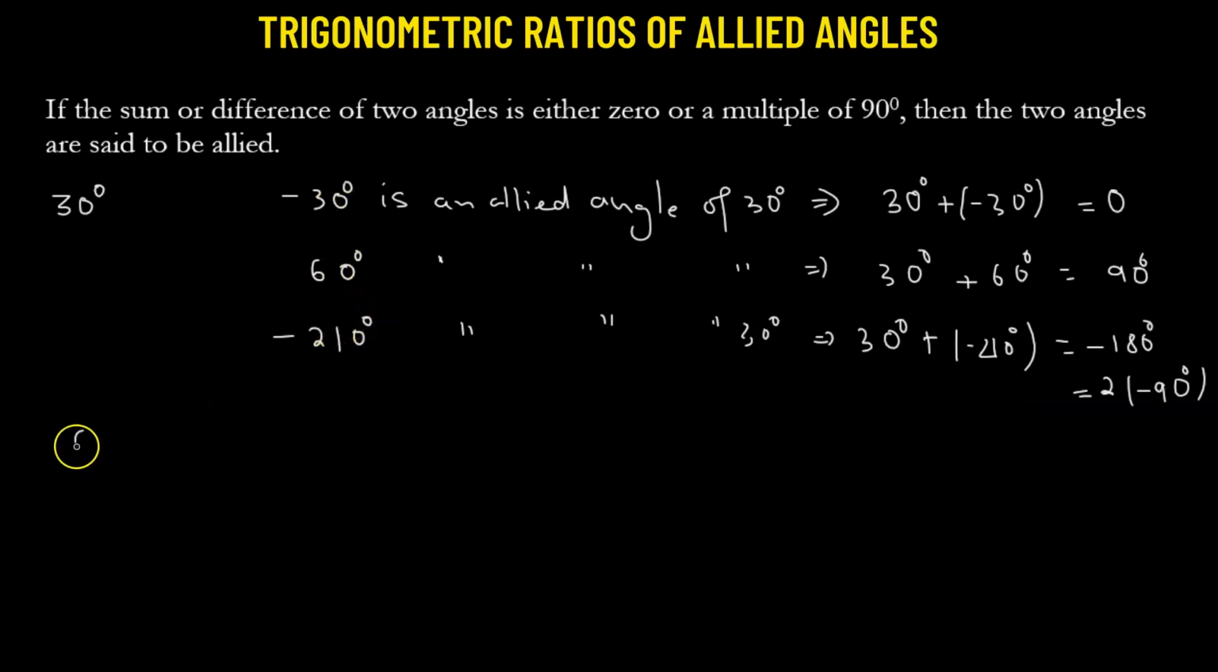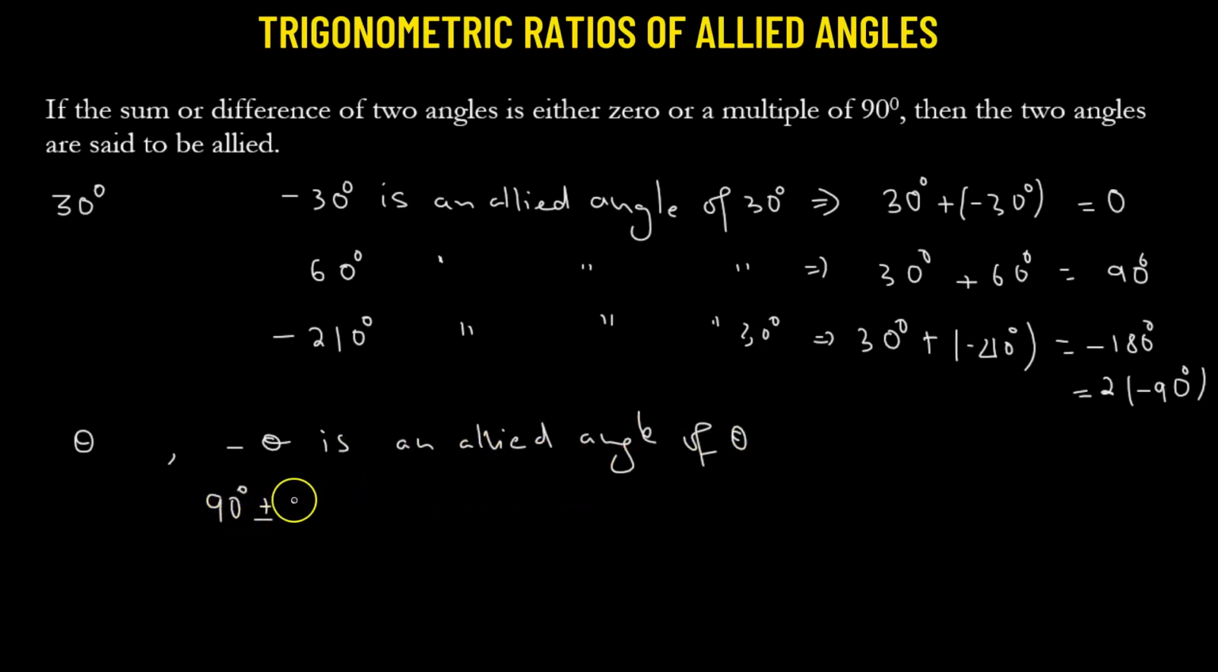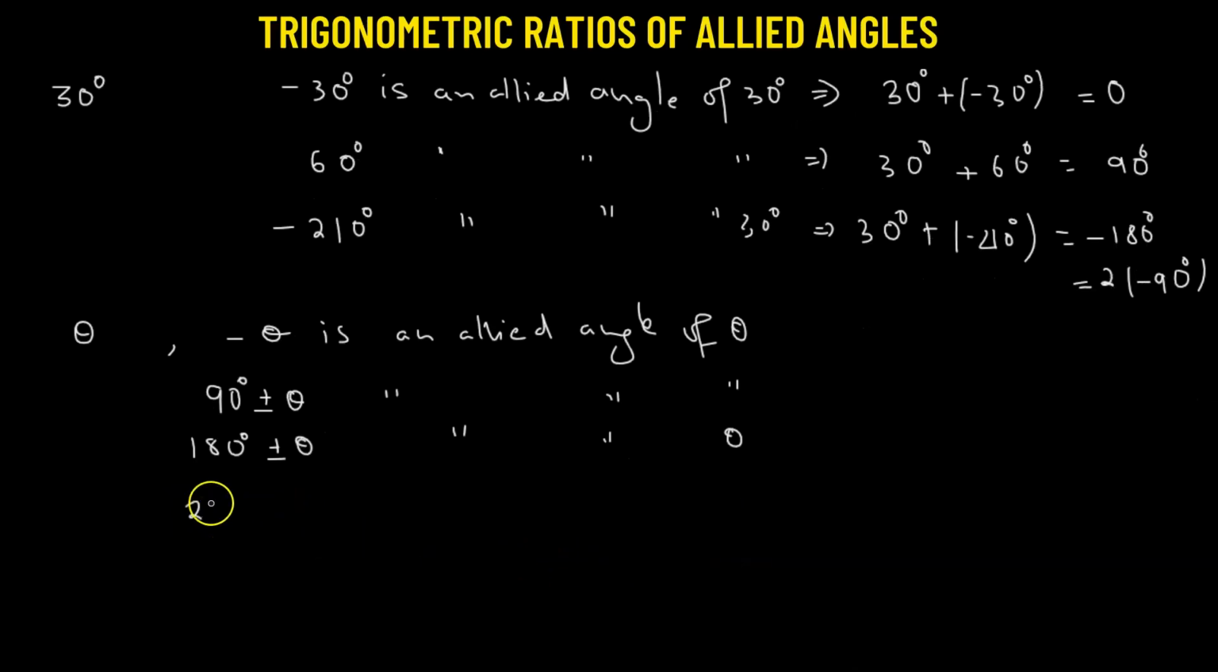If we generalize it, if we start with an angle theta, then negative theta is an allied angle of positive theta. Then we can consider 90 degrees plus or minus theta. This is also an allied angle of theta. We can have 180 degrees plus or minus theta, 270 degrees plus or minus theta, and 360 degrees plus or minus theta. Those could be allied angles of theta as well.